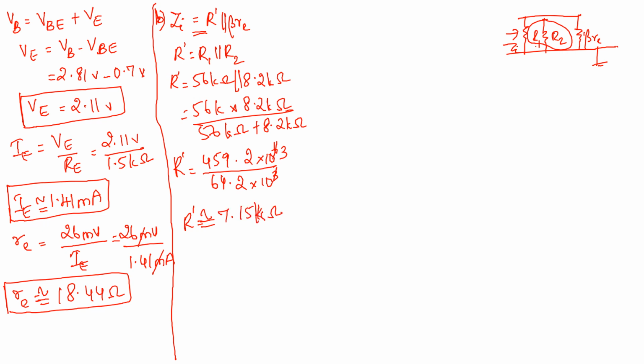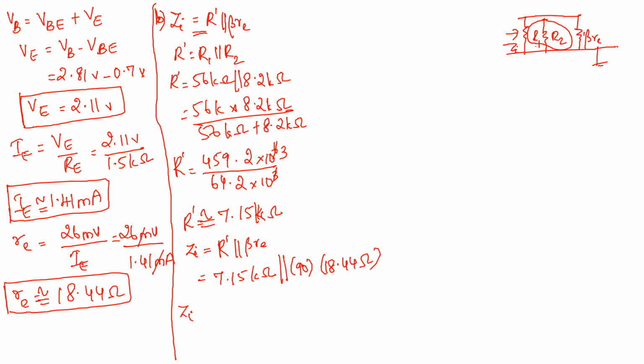Okay. Now you have got R dash. Now can you substitute Zi is equal to R dash parallel to beta into re. So it will be equal to 7.15 kilo ohm parallel to, what is your beta? Beta is equal to 90. 90 into, what is your re? 18.44 ohm.